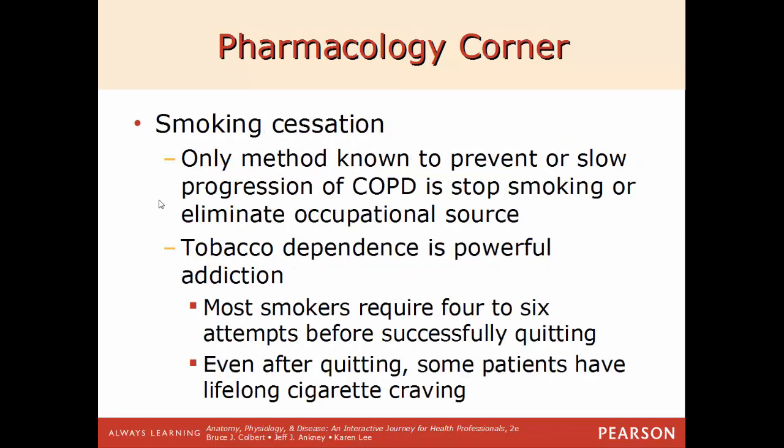Smoking cessation is the only method that is known to prevent or slow down the progression of COPD. Stopping smoking or eliminating an occupational source of smoke is the only known method to slow down COPD's progression. Tobacco dependence is a very powerful addiction. Most smokers require 4 to 6 attempts before actually quitting smoking. Even after quitting, some patients will still have a lifelong craving for cigarettes.